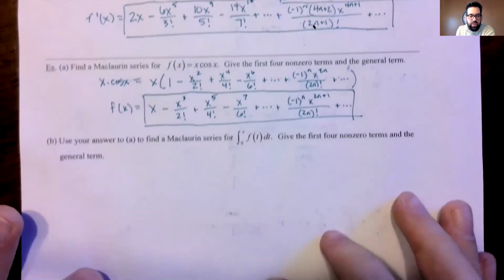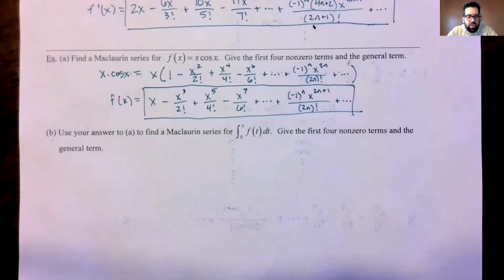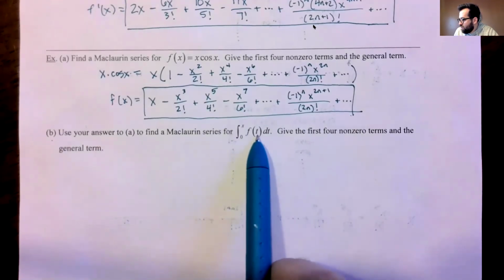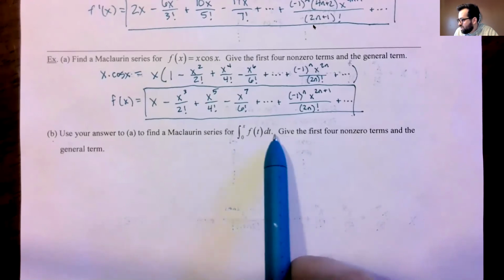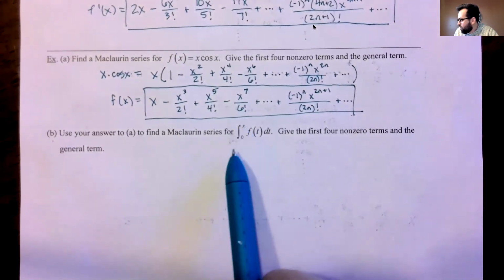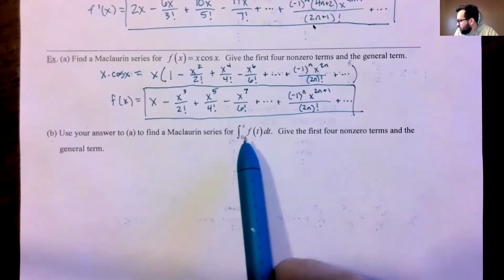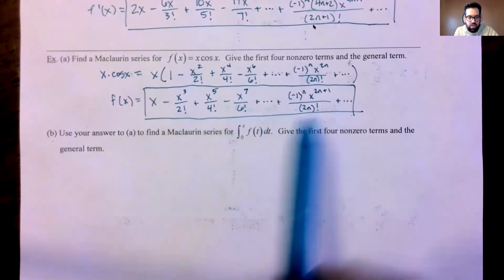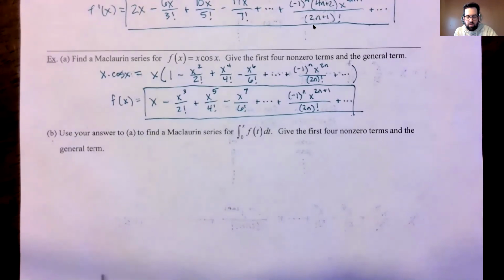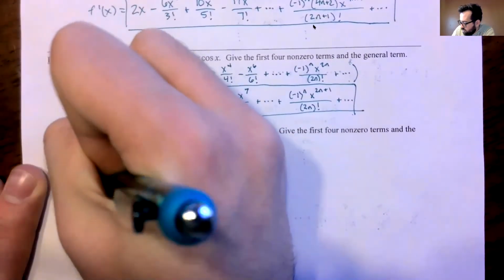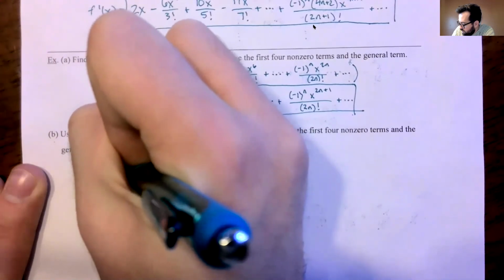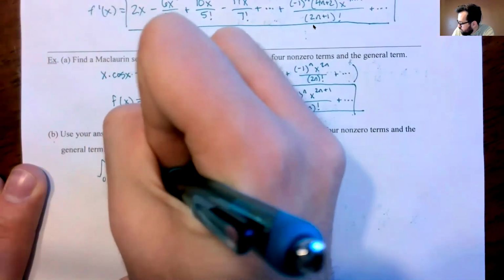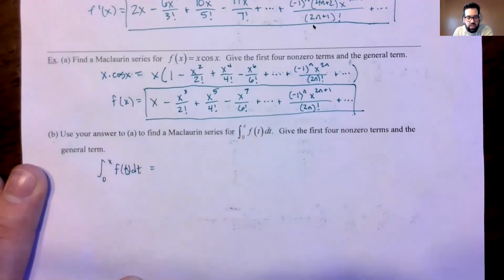And now for letter B, use your answer to A to find a Maclaurin series for the integral of this function from 0 to x. So we've changed the variable to t just because we're going from 0 to x for the integral bounds. But all this is really saying is take the integral of this series. So that's what we're going to do. So we're going to say integral from 0 to x of f of t dt, and we're just going to use our general integration rules.